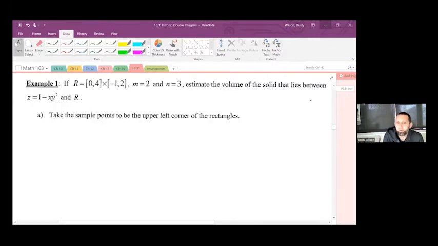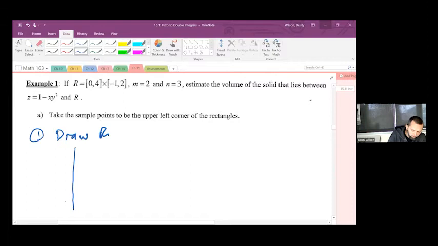Now that we've completed our theory, or at least talked through our theory, let's start working through some examples. So example 1: if R is equal to the rectangle from 0 to 4 by -1 to 2, and m equals 2 and n equals 3, we want to estimate the volume of the solid that lies between z equals 1 minus x y squared and R. In A, we're going to take the sample points to be the upper left corner of the rectangles. So what we're going to do is draw R.